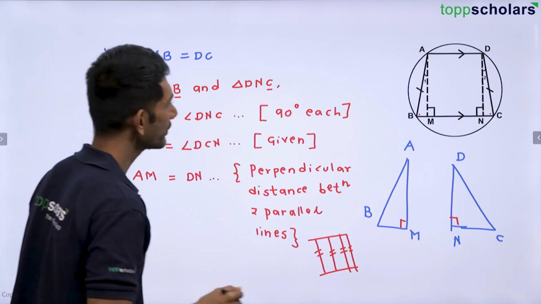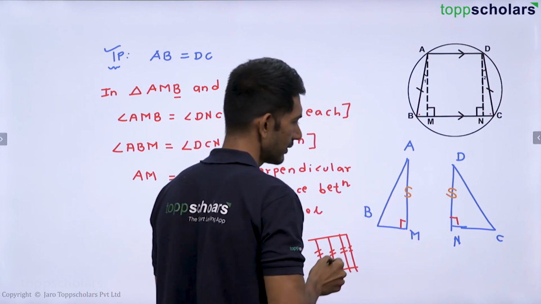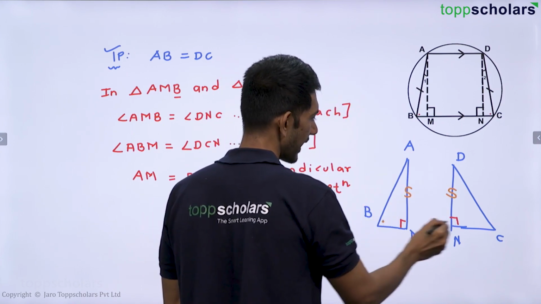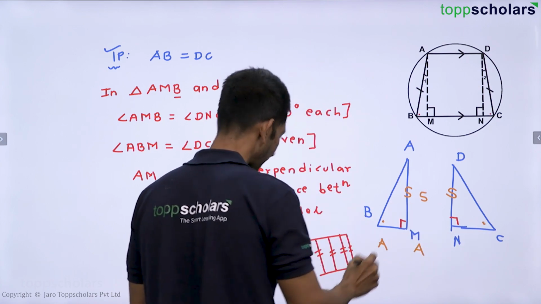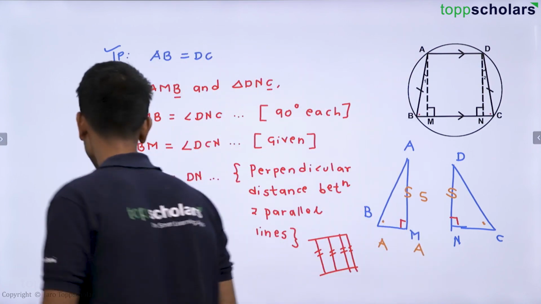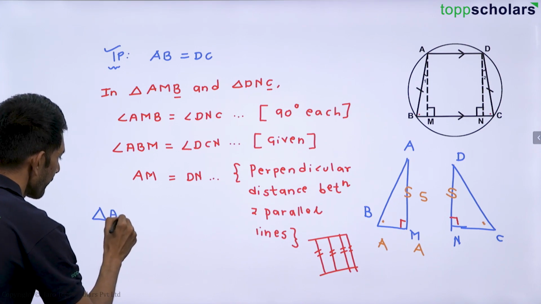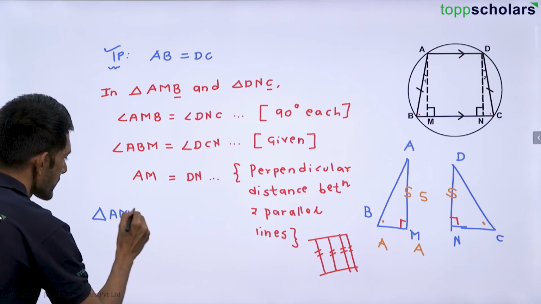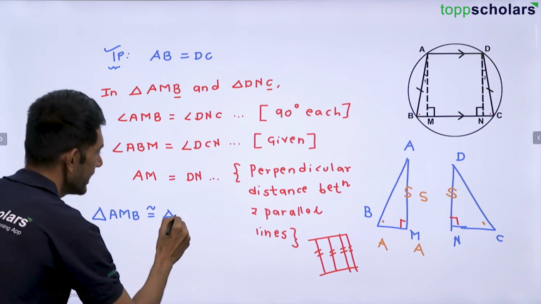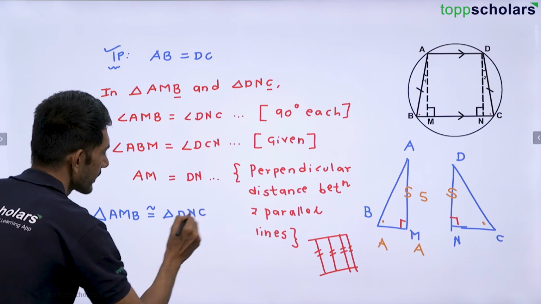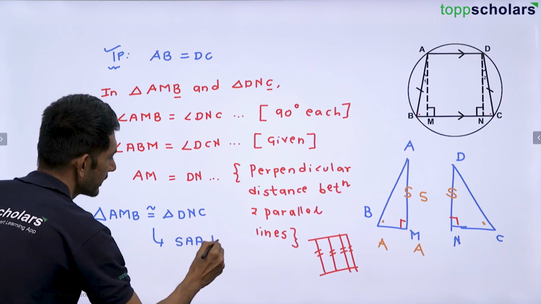Now observe this, observe the pattern. What all did we get? We got this and this equal, then this angle and the third angle. So can I say we have a side, we have an angle, we have one more angle. So the two triangles are congruent, right? So triangle AMB is congruent to triangle DNC because of the side angle test.